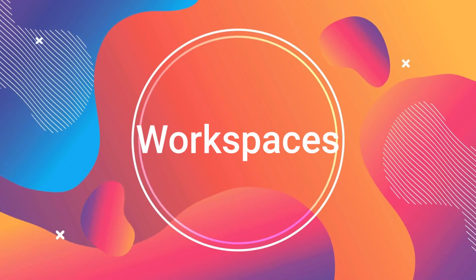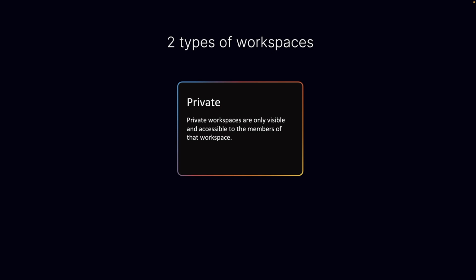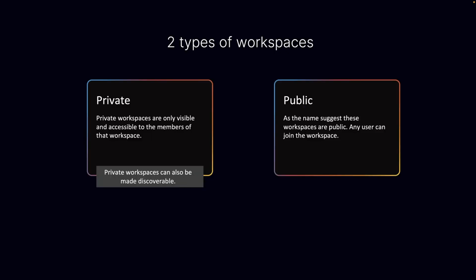There are 2 types of workspaces. Private workspace. Anyone who creates a workspace can make it private. Private workspaces are only visible and accessible to the members of that workspace. The second type of workspace is public workspaces. As the name suggests, these workspaces are public. Any user can join the workspace.